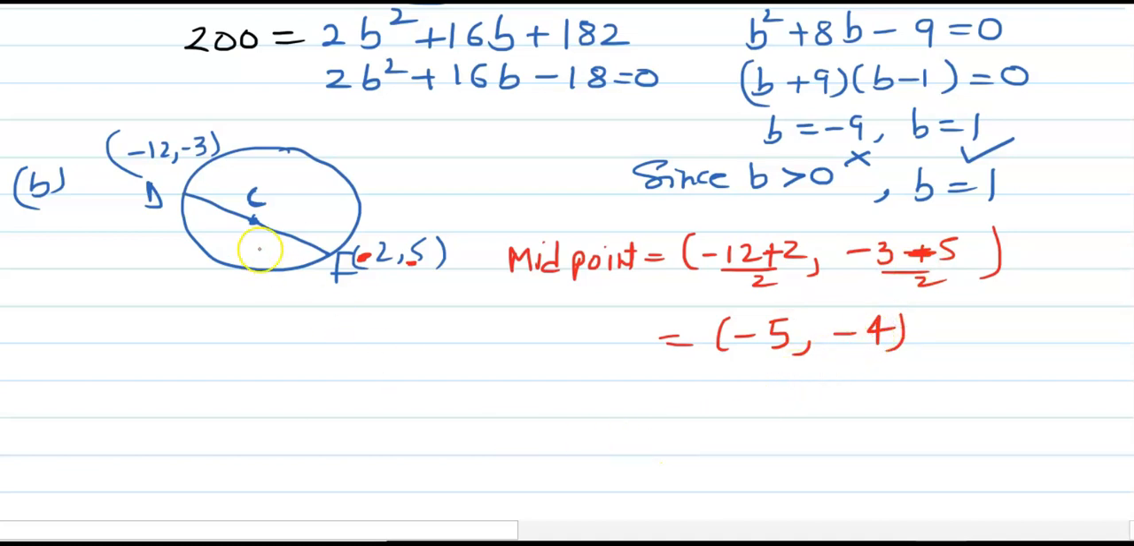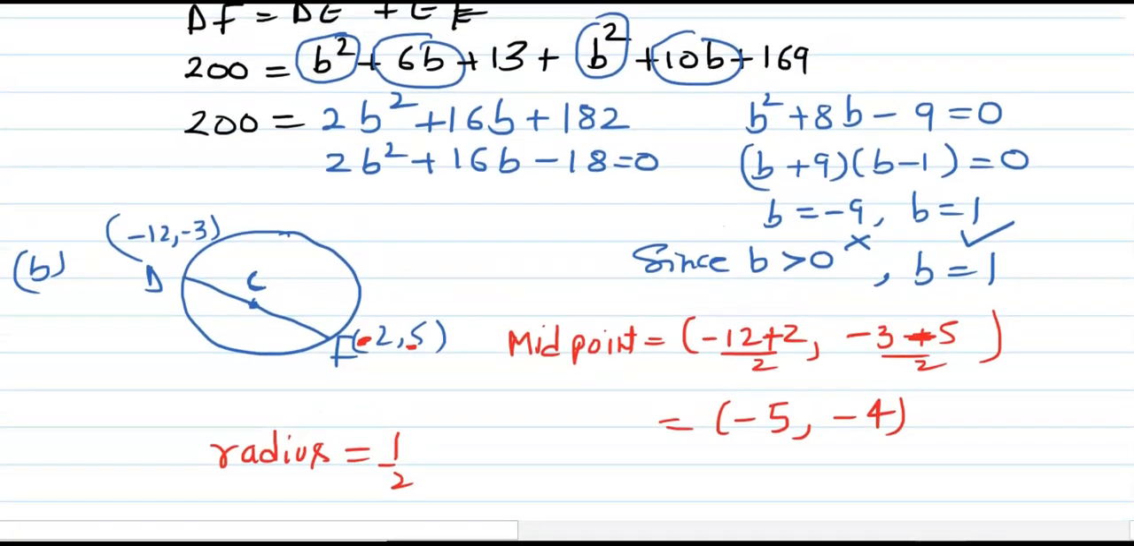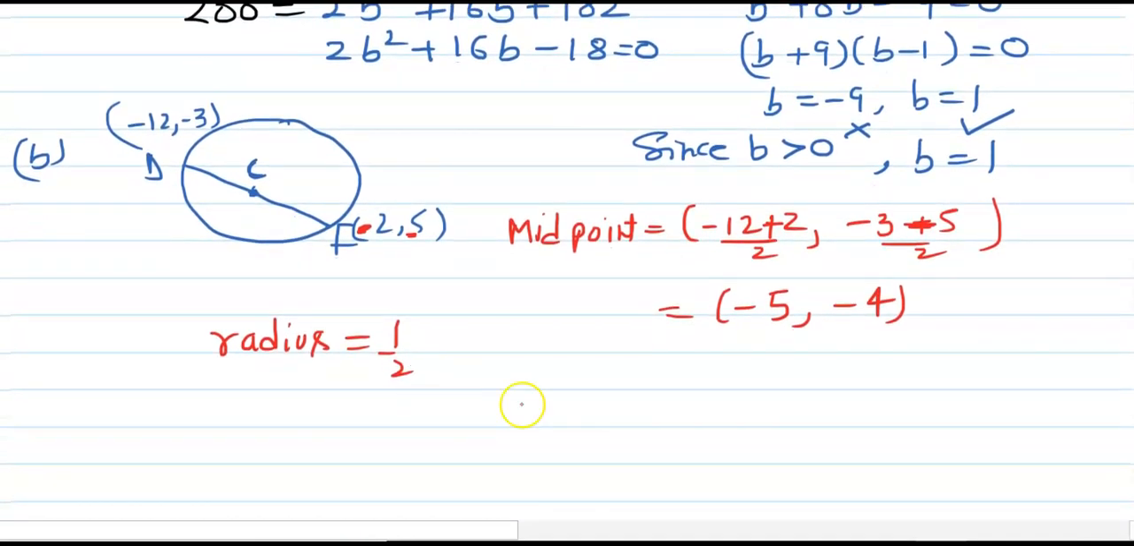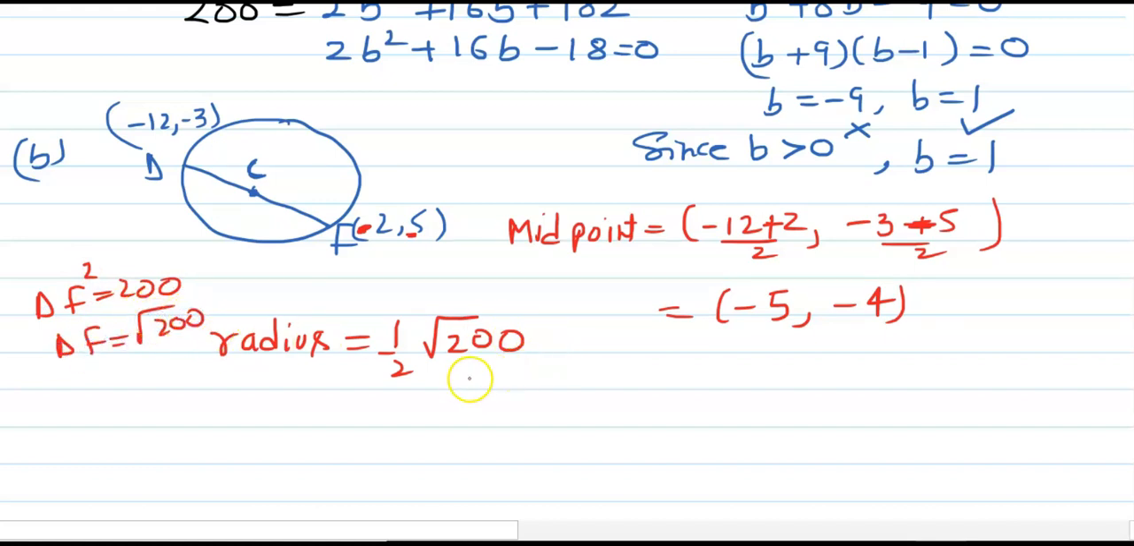Midpoint, and radius will be half of DF. So radius is 1 by 2 of DF, and the DF distance we have found: DF square is 200, so DF will be square root of 200.